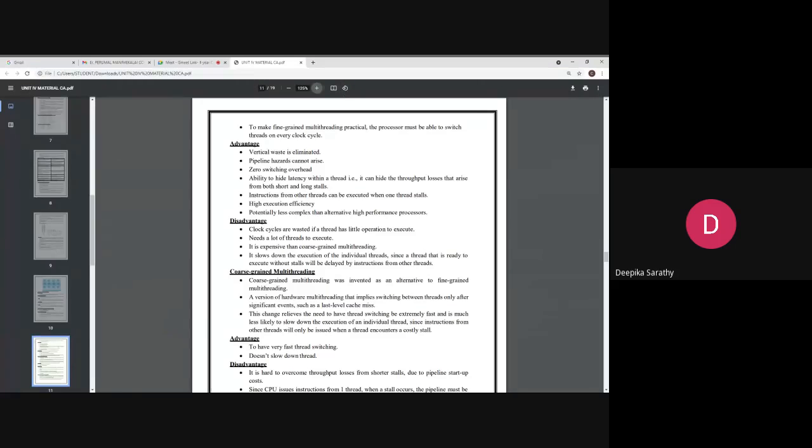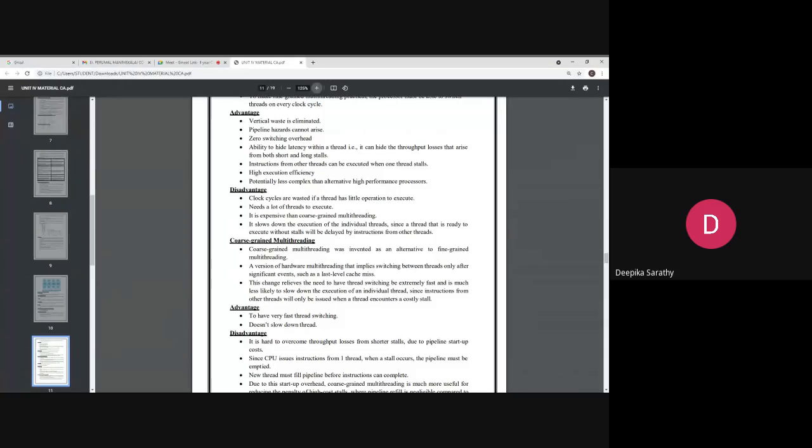Okay, in coarse grain multithreading, what are we going to do? This is an alternative to fine grain multithreading. It is a version of hardware multithreading that implies switching between threads only after significant events, such as a last level cache miss. That is, only when the execution has finished up to this level will I switch the thread. That is the procedure here.